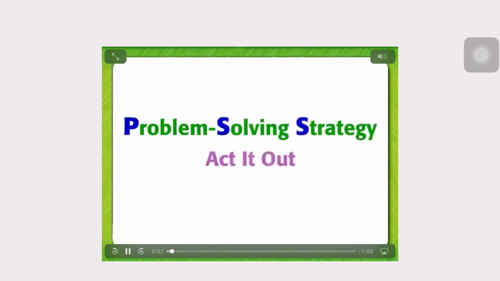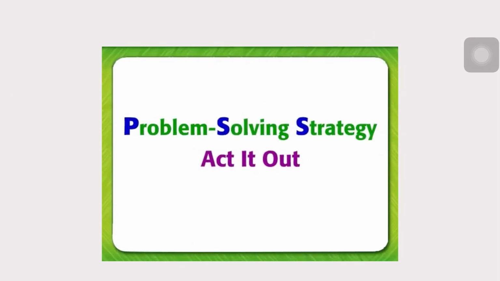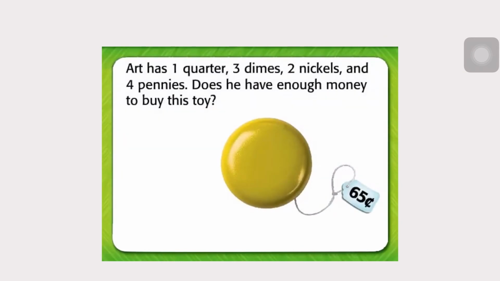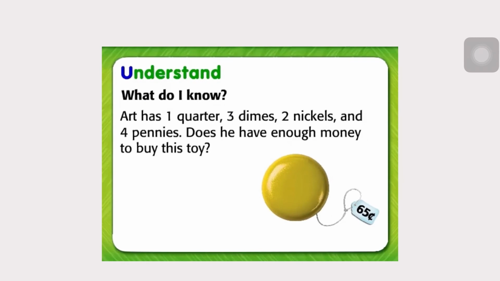Problem-solving strategy. Act it out. Art has 1 quarter, 3 dimes, 2 nickels, and 4 pennies. Does he have enough money to buy this toy? First, we need to understand the problem. What do we know? Art has 1 quarter, 3 dimes, 2 nickels, and 4 pennies. What do we need to find? Does Art have enough money to buy this toy?